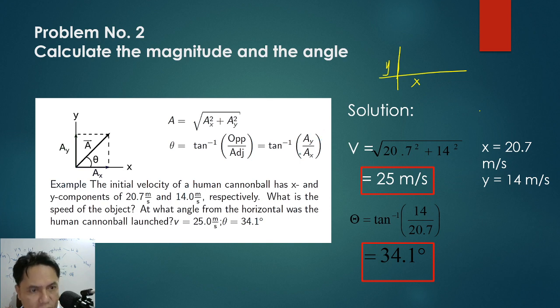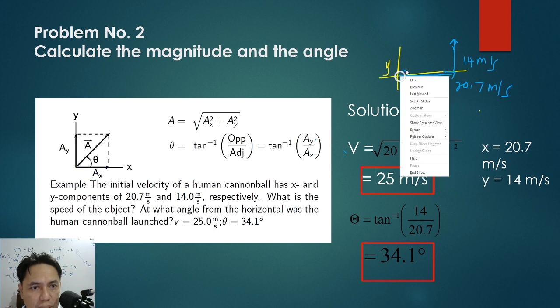20.7 meters per second, and there is the so-called 14, right? My drawing is not to scale, but at least it's representative of our problem in vectors. So here is 14 meters per second. How do we get the resultant or the summation of this vector?